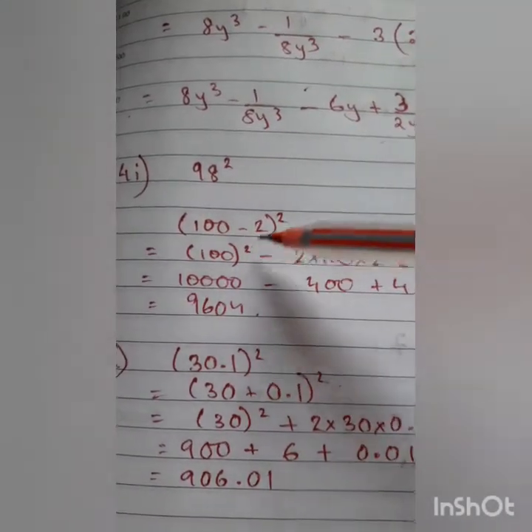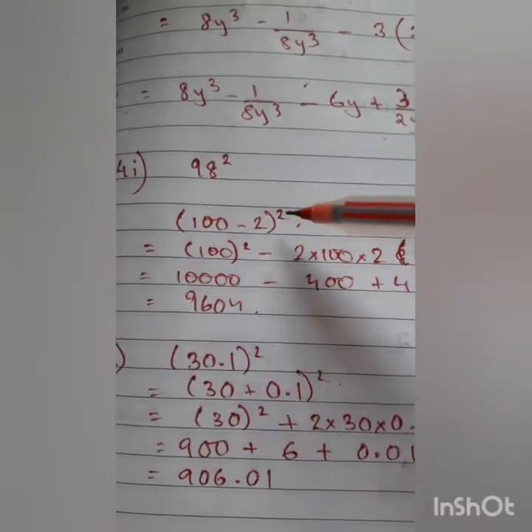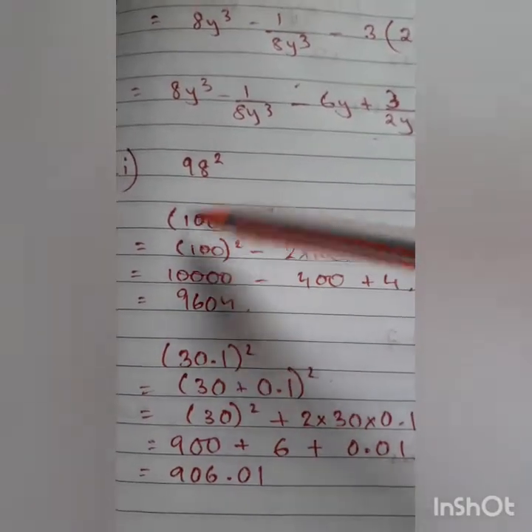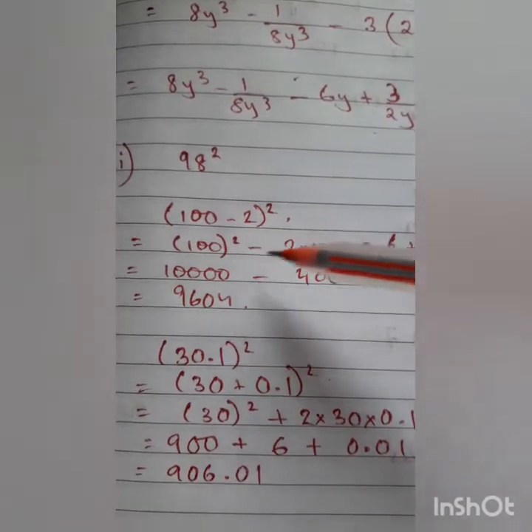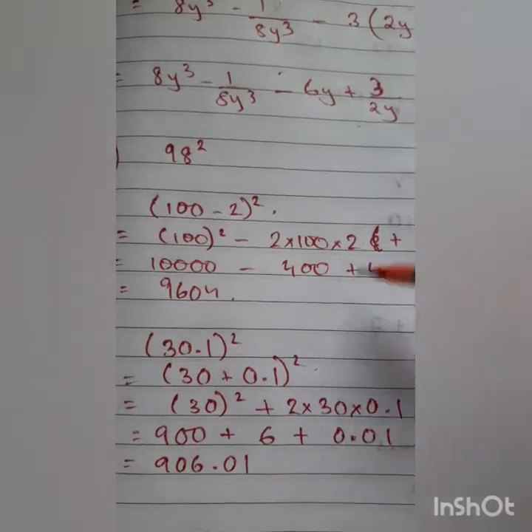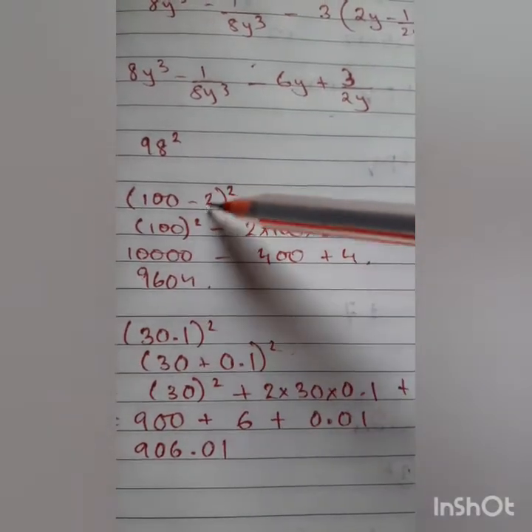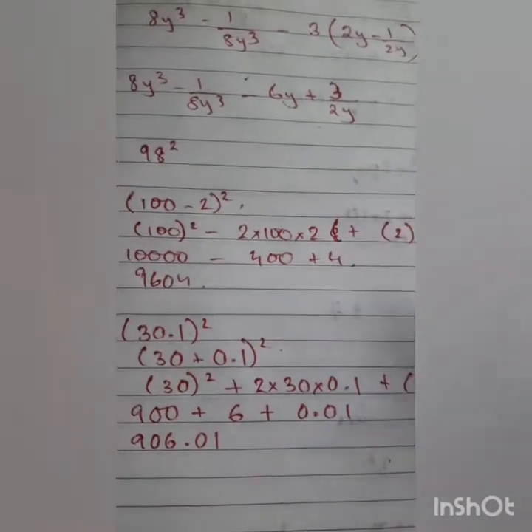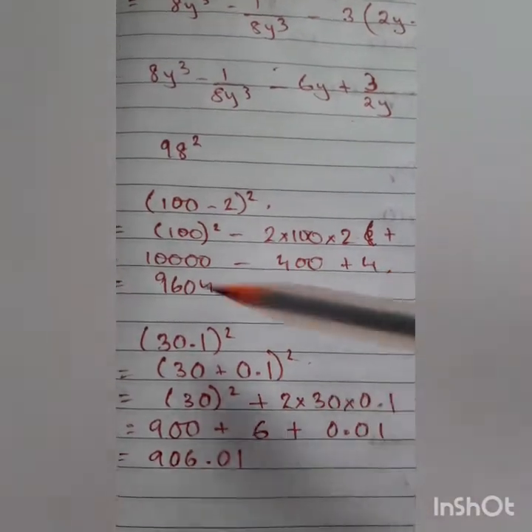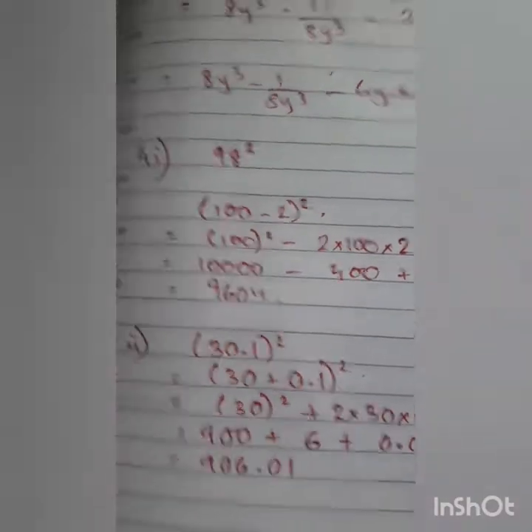98 means 100 minus 2. So 100 minus 2 whole square is a minus b whole square. Therefore first term is 100 square minus 2 into 100 into 2, that is 2ab, plus second term b square. So we are getting 10000 minus 400 plus 4, which is coming out as 9604.